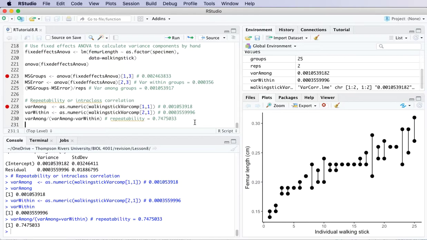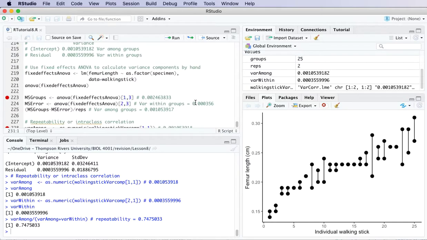Ideally you want high repeatability, so that you have some reassurance that if you were to take repeated measurements on the same individual, you would tend to get the same measurement each time, that there's not a lot of measurement error for you to worry about.